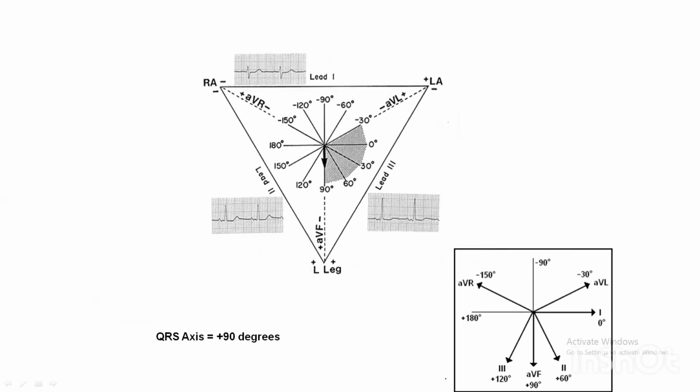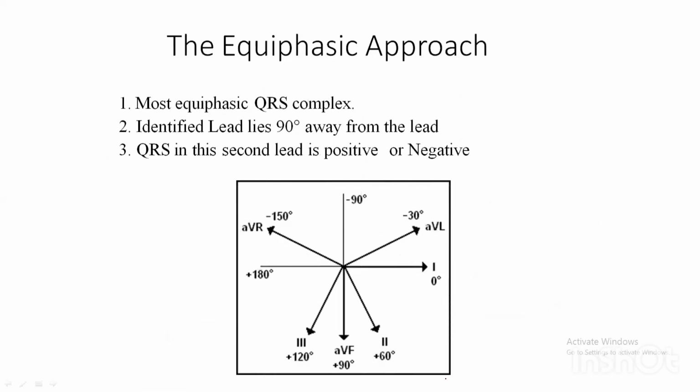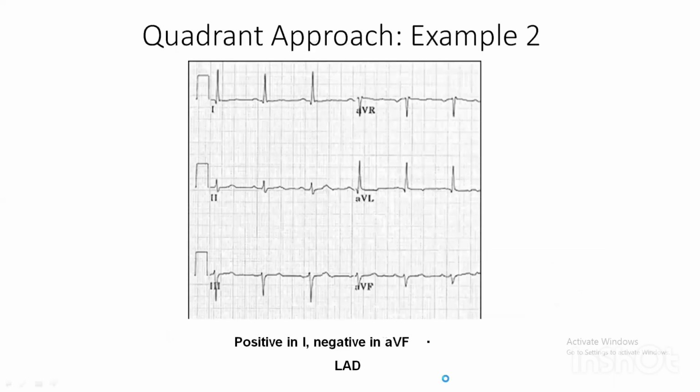Now tell me, in this ECG, in which lead is it equiphasic? You can see in lead 1 it is equiphasic. So the axis will lie 90° from lead 1. Lead 1 is 0°, and 90° from lead 1 is AVF. So the axis is +90. Got my point? So we have discussed two approaches: the equiphasic approach and the quadrant approach.